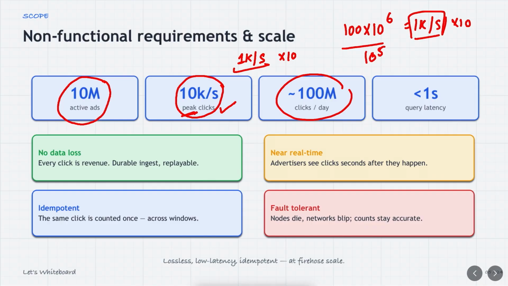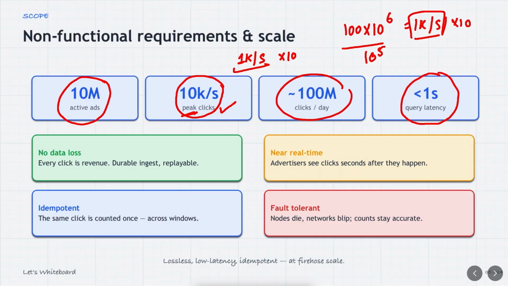And the fourth requirement, so this was about the scale that we would be dealing with in our system. The next is how much latency we want to allow in our system. So we want to allow query latency of less than 1 second. So we want to design a system where the data is stored efficiently and it can be queried efficiently.